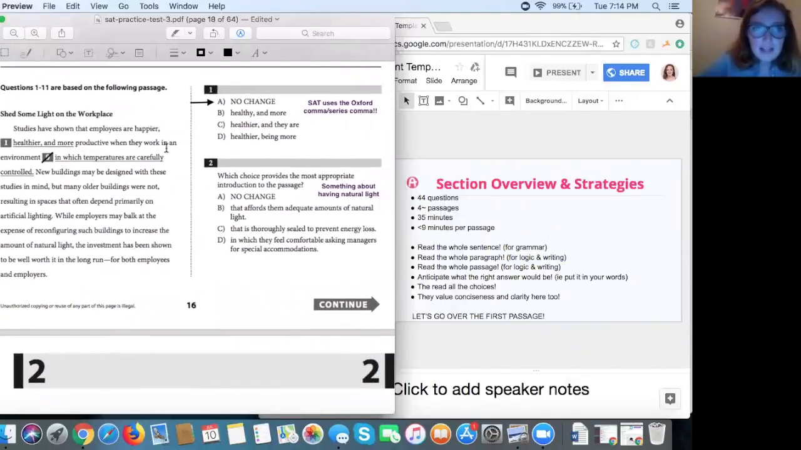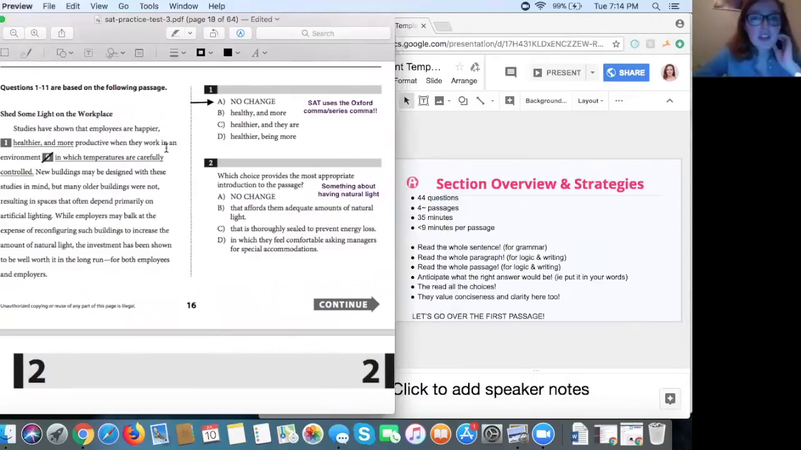So the first passage, it's about natural light in the workplace. Truly, who are these people? What do they spend their time doing? These are the kinds of topics that they pick. But, you know, to each their own.